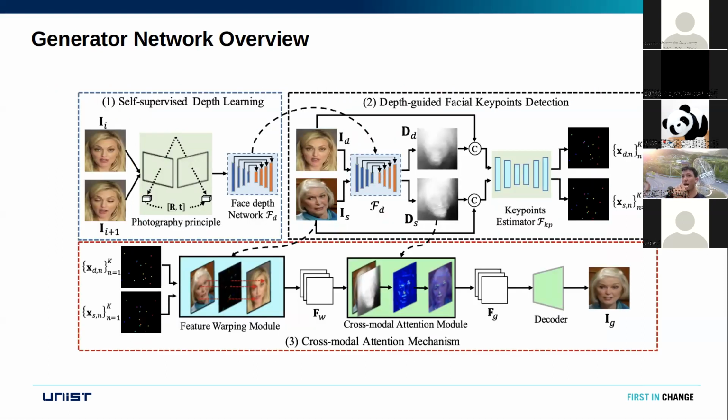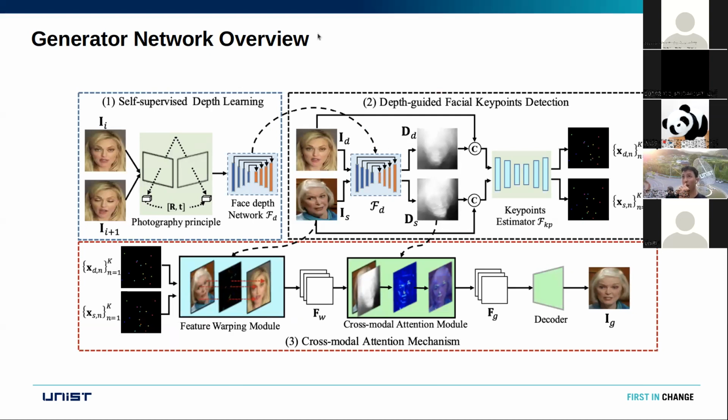Here you can see the generator network overview. The reason why I'm not showing the discriminator network overview is that the authors state their discriminator is directly adopted from the FOMM, First Order Motion Model, paper. So it's a very important paper for this task as well.